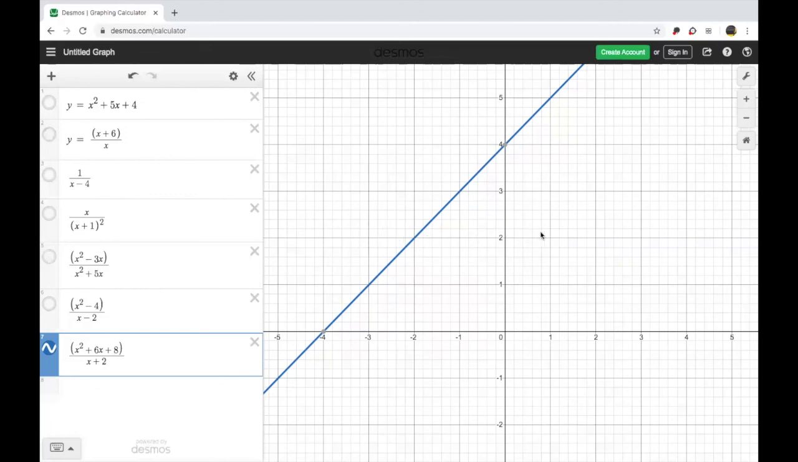Again, you're not considering that small hole right at -2. You're converging on a height of 2 from both sides. So I hope this makes sense, how we're looking at this algebraically and graphically.